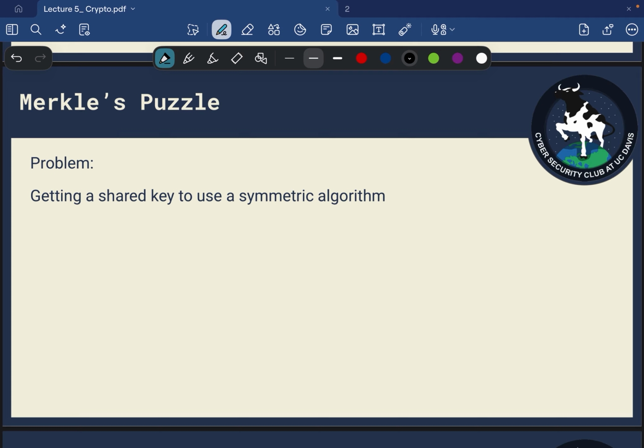Does anyone have any idea? Like, all we're trying to do is get a shared key. Well, Merkle had an idea. His idea was, let's take a bunch of puzzles that are difficult but not impossible to reverse. So one of these things could be like a hash function.